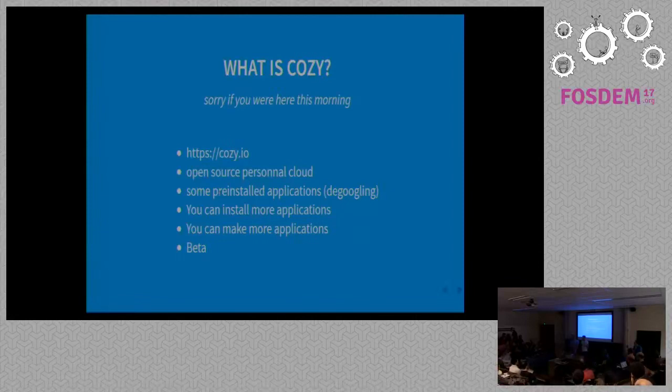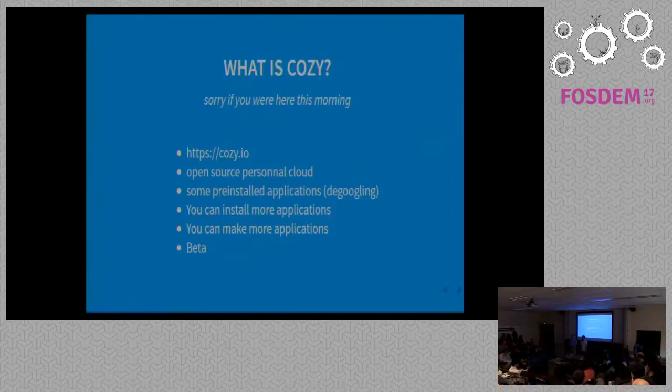What does it mean as a platform? The aim for us is to have some basic applications pre-installed: contacts, calendar, files. But more importantly, the fact that developers can develop applications for it, install more applications, and make more applications. Currently it's a beta software. And so today we are going to argue about the fact that the web should actually be more centralized.